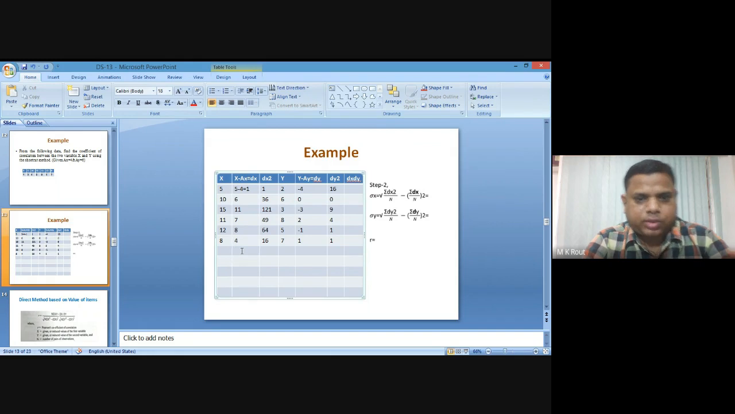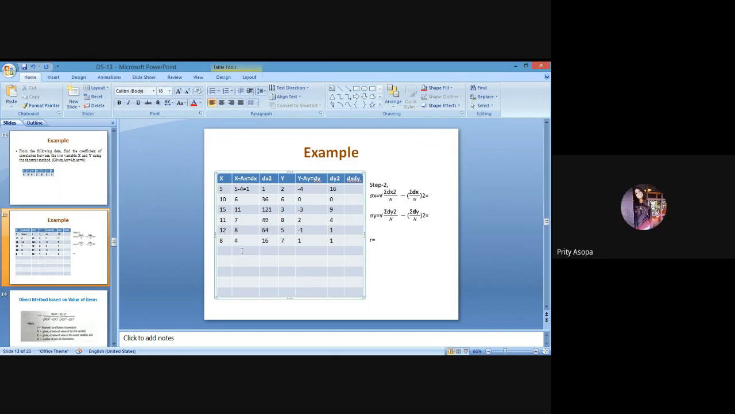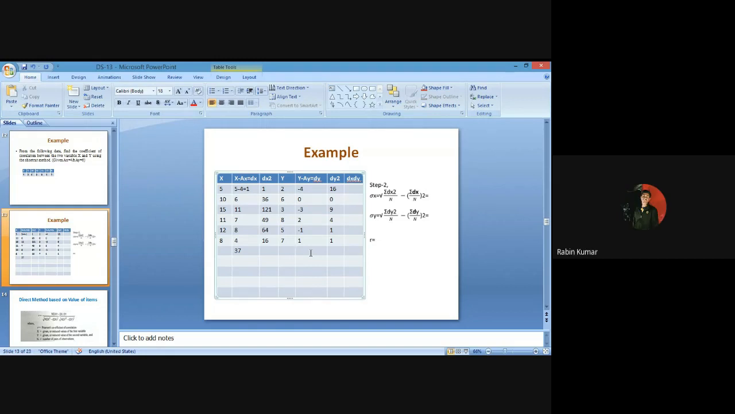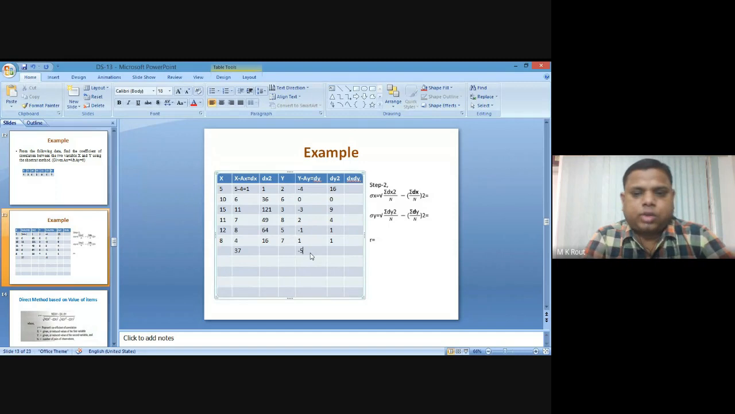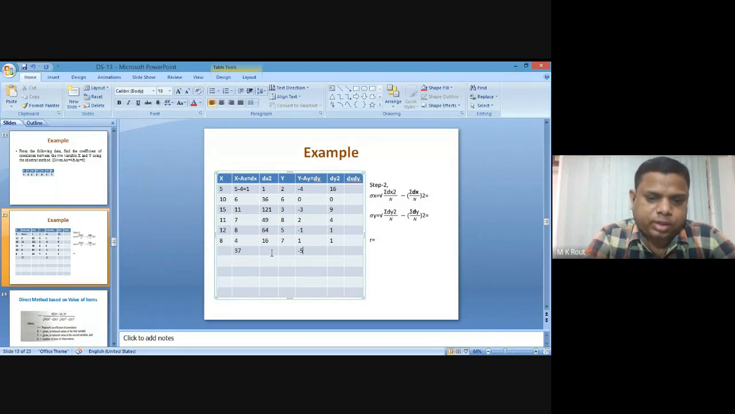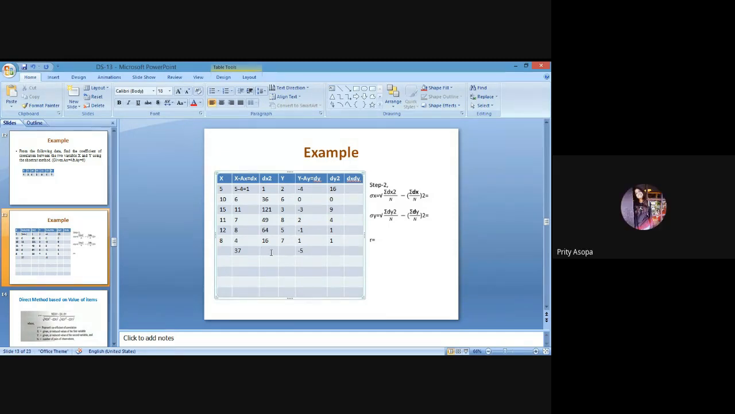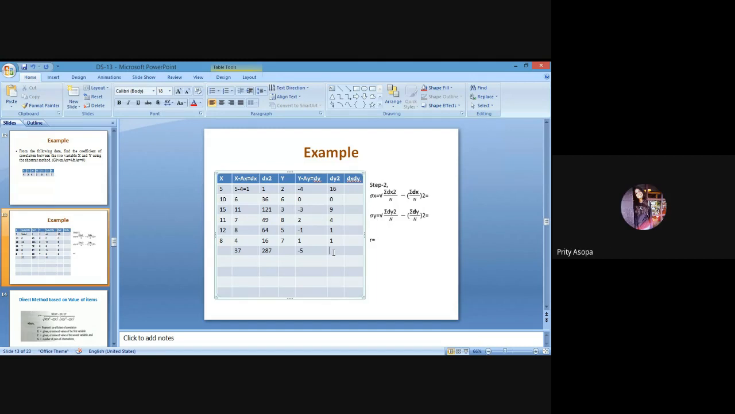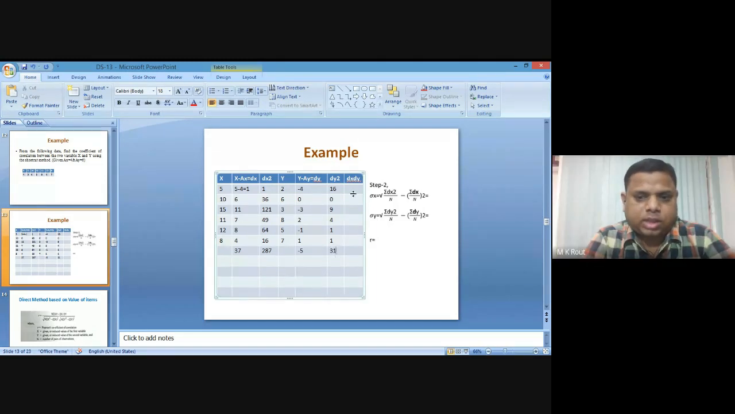So what is the sum of dx here? Anyone? 37. And sum of dy? Minus 5. Moving to the next one, sum of dx square. What is the value? 287. And sum of dy square? 31.